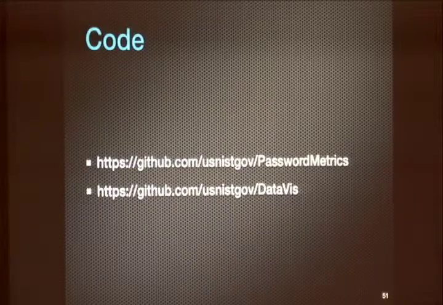So all of our code is available on GitHub. We have a US NIST Gov GitHub website. If it's not up there already, it should be up there soon. Just keep checking back. Sometimes it takes a little while in government. So the password metrics and then a data visualization tool. Once you start measuring these different components of passwords, the keystrokes, the error rates, and the security, you can start doing some cool things like looking at them side by side and seeing how changing one affects the other.